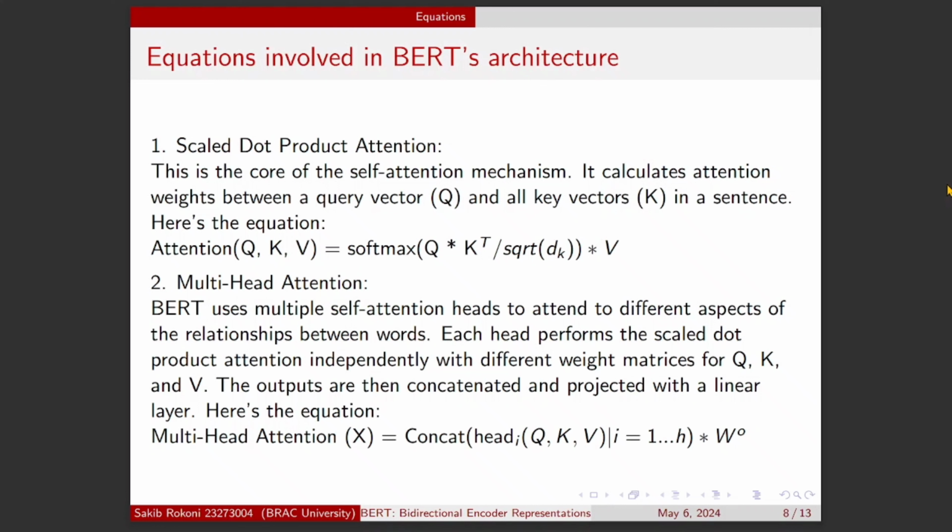Multi-head attention. BERT uses multiple self-attention heads to attend to different aspects of the relations between words. Each head transforms the scaled dot-product attention independently, with different weight matrices for Q, K, and V.